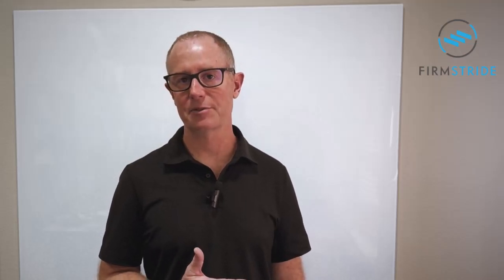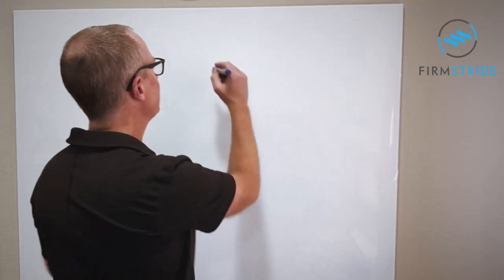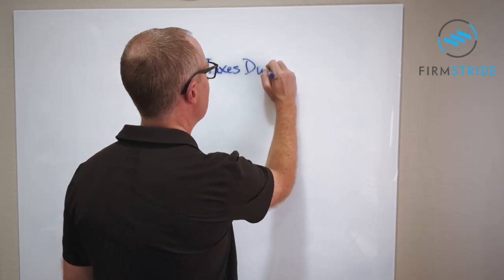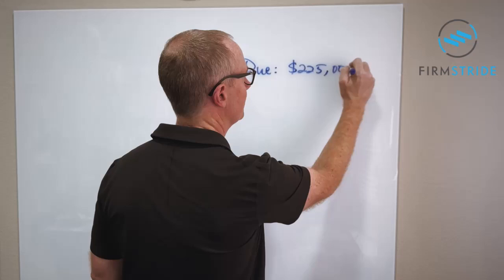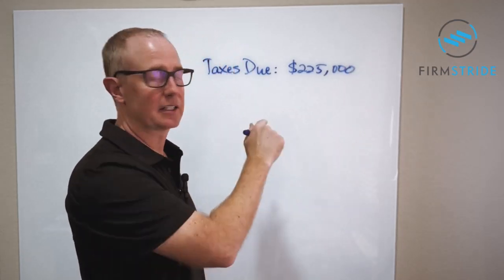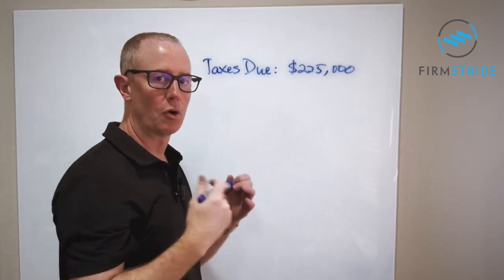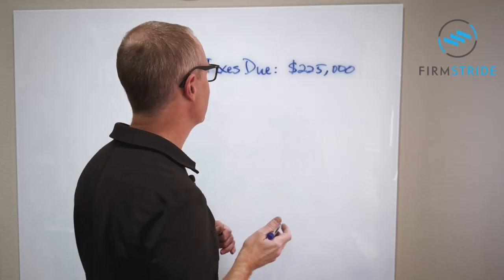In order to properly understand your quarterly estimated tax payments, you have to understand how you first pay your taxes. Let's outline that. So let's pretend that the total taxes due for the year for you are $225,000. Later, we'll come back to describing how to come up with this number. But for right now, let's pretend that the total personal federal taxes due for your household is $225,000.